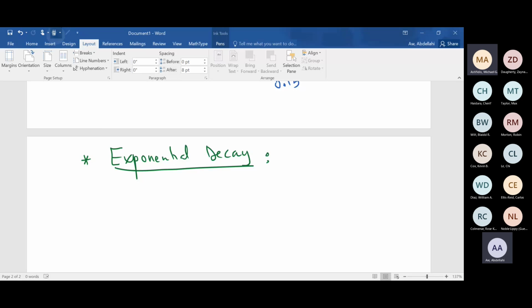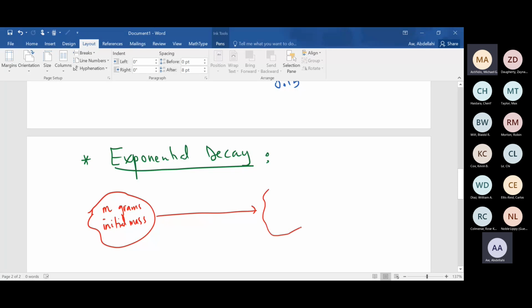For instance, you have M grams, which is the initial mass of a radioactive material. After some time, this M grams becomes half of it. Basically, it loses half of the mass. Half of the mass is lost, right?